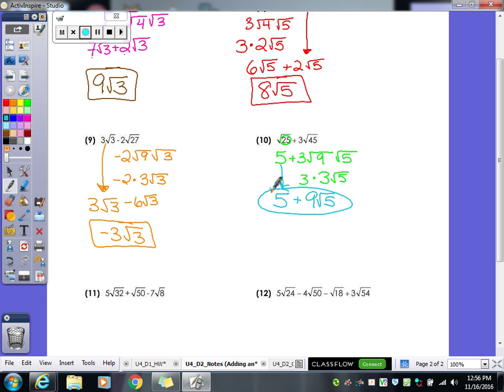And you cannot combine those. Do not try to add those and tell me it's 14 radical 5. These are not like terms. There's no radical with that 5. This is kind of like if it was a 5 plus a 9x. Would you guys add those together and tell me 14x? No, you know not to do that. It's the same thing with a radical. No radical with that 5. You don't add it to the 9.